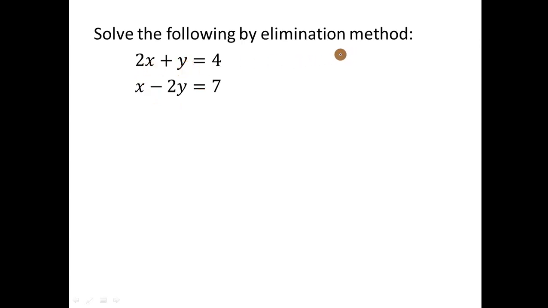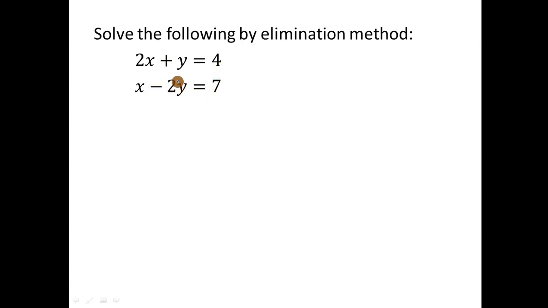By elimination method, so ganito ang gagawin natin. We can eliminate the variable x, or we can eliminate first the variable y. Whichever the variable that you are going to eliminate first, it doesn't matter. Okay? So you can eliminate first x or you can eliminate first y. So in this case, we are going to solve for the two variables here, and let us first eliminate the variable y.